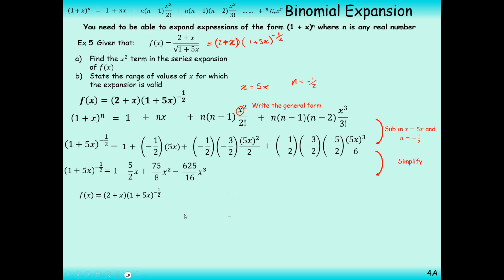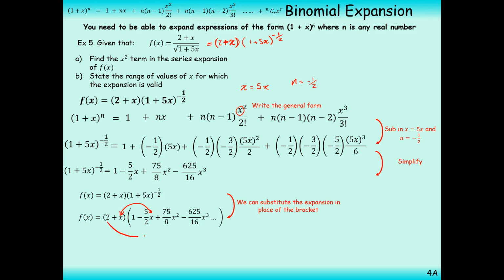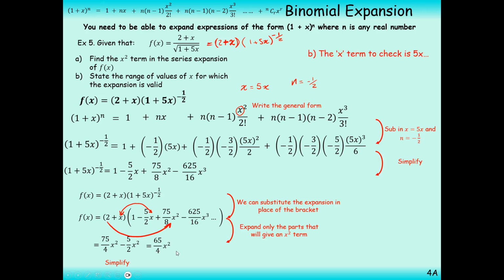Now is the time to do some multiplication and see which of these values will give us x squared. Once you write out the expansion form, what you notice is that this term multiplied by this term will give us x squared, and 2 multiplied by this term here will give us yet another x squared, whose coefficients need to be added with each other. So minus 5 over 2 needs to be added with 2 lots of 75 over 8. When you add the coefficients, you get 75 over 4 and negative 5 over 2. When you add them together, you'll end up with 65 over 4. Okay, so we've answered part A of this question.